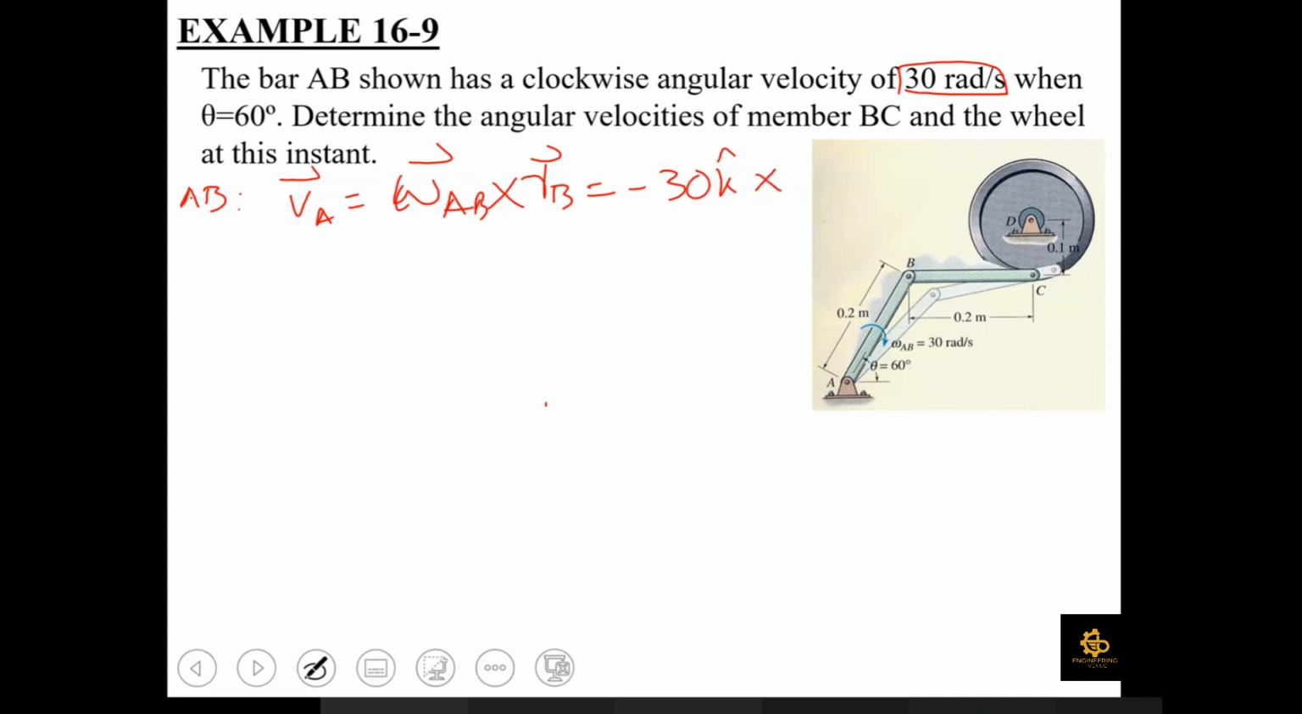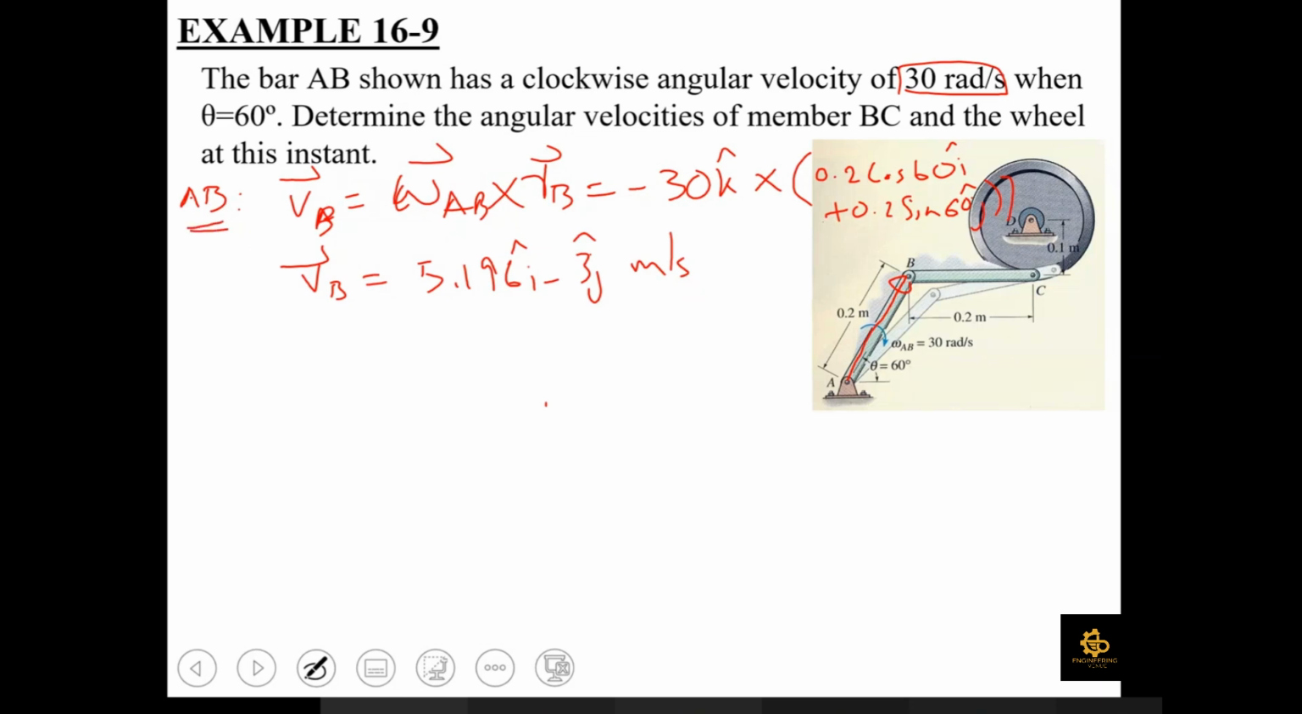What about RB, the position of B with respect to ground A? Sir, 0.2 and theta 60 degrees, so take both components, and both will be positive. Yes sir, first quadrant. So in the first quadrant it is 0.2 cos 60 i, 0.2 sin 60 j. This gives you the position vector RB. So once you take the cross product, the velocity of point B, VB, comes out to be 5.196i minus 3j meters per second.